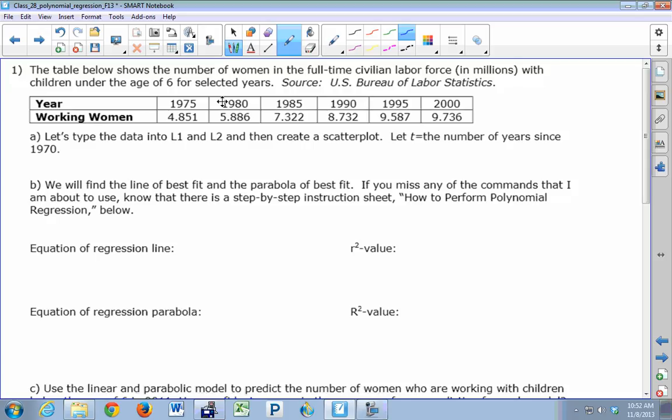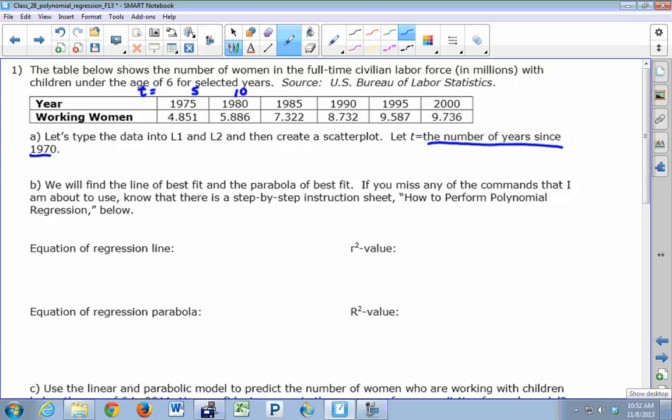Most of the time it will be up to you what you want to use as your starting point. So I've just chosen, I could have chosen any year I wanted. I just decided to start with 1970 because I could do my subtraction pretty easily. So right above each one of these years, 1970 is going to have a t value of 5 because it's 5 years from 1970. Then what would the next one be?